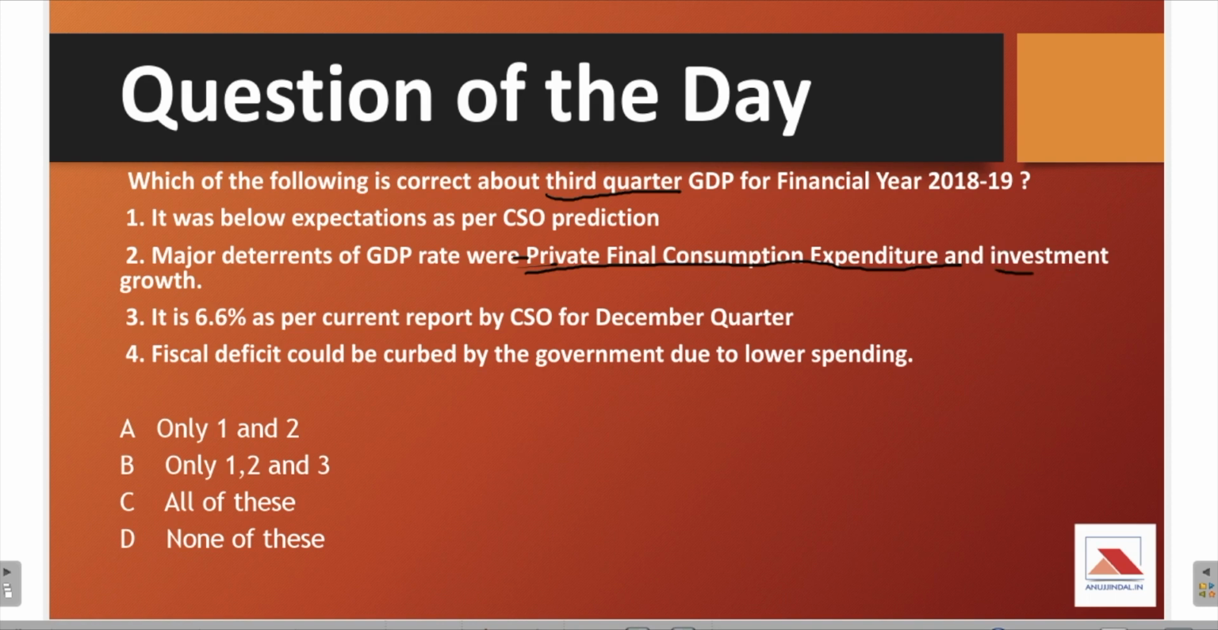Investment is basically the government spending on infrastructure and on the factors which help to build the nation. Next, it was 6.6% as per the CSO report for the December quarter. By December quarter, we mean the third quarter only. Next is that the fiscal deficit could be curbed or reduced by the government due to low spending. So low spending can help the government in reducing fiscal deficit. How correct is that or not, in line with the facts of the third quarter?